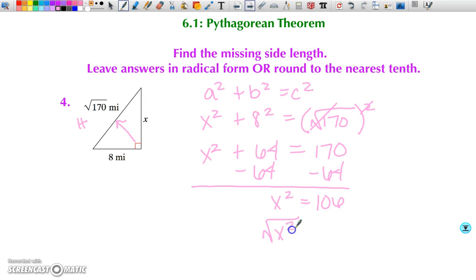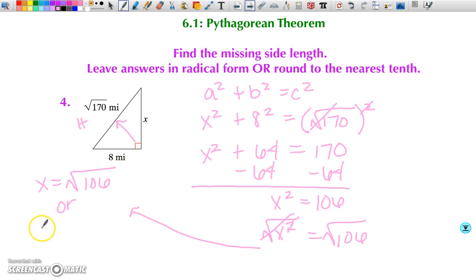Take the square root of both sides of your equation. So now what we end up getting, and I'm going to just write this over here because I'm out of room, you end up getting x equals the square root of 106. Now I would leave it like this, but you can change it to a decimal, so your other option would be to write it as x equals 10.3. Either one of those is acceptable. It doesn't matter which one you choose.